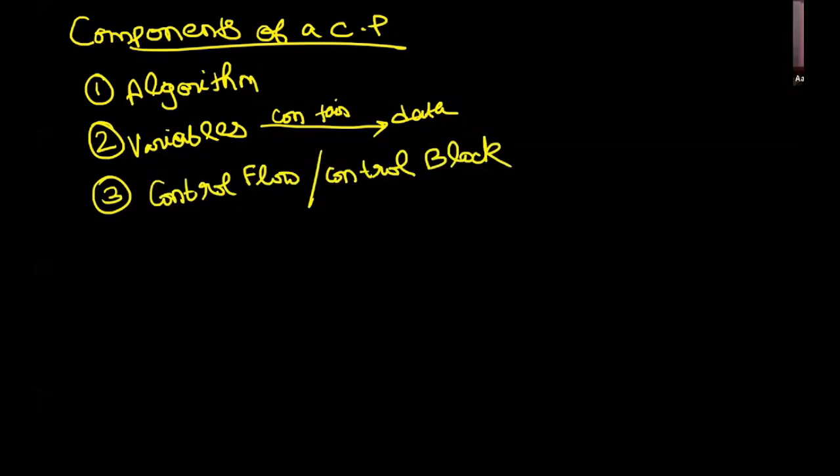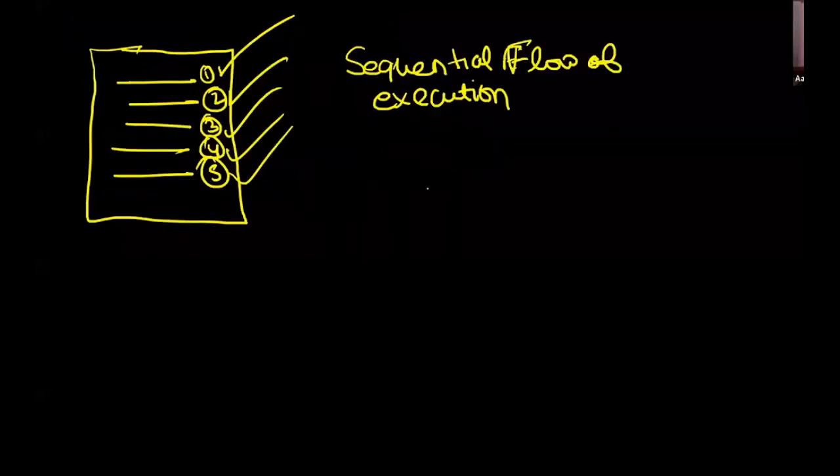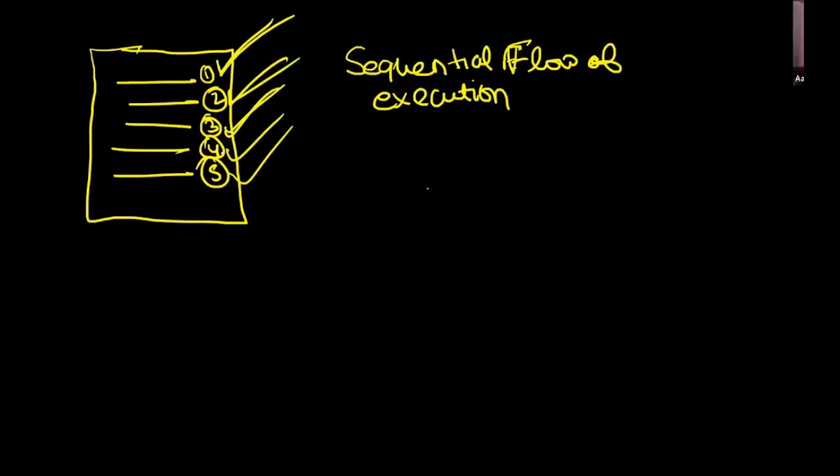Okay, control flow or control block. So what do I mean when I say this? In general, you have a sequential flow of execution. First line number 1 will run, then line number 2, then line number 3, then line number 4, then line number 5.